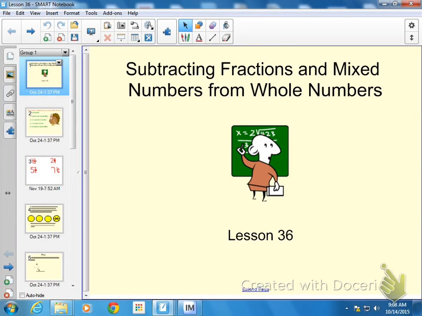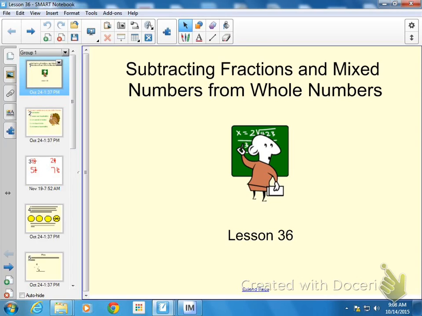Okay, so today we're going to be doing lesson 36. At the top of your notes, make sure you write lesson 36. The lesson is going to be on subtracting fractions and mixed numbers from whole numbers. So I'll give you a chance. Make sure your notes are out on your desk. Make sure you're copying down when I say copy down.